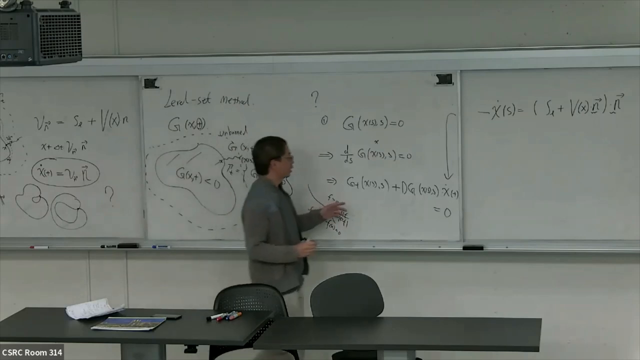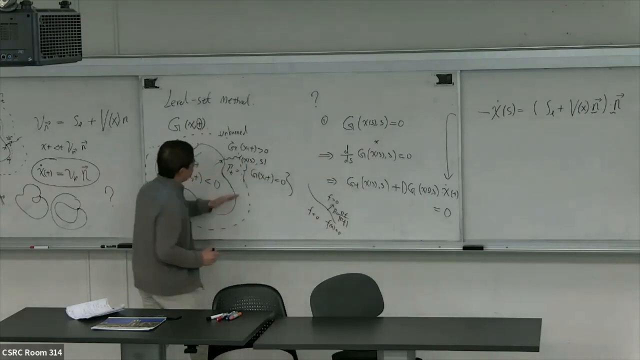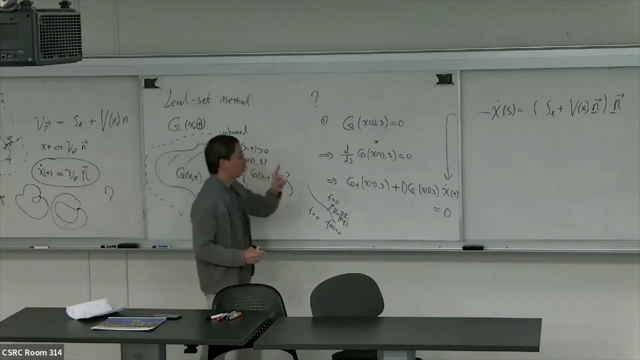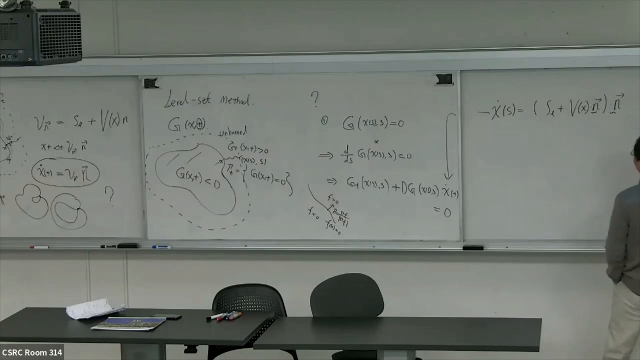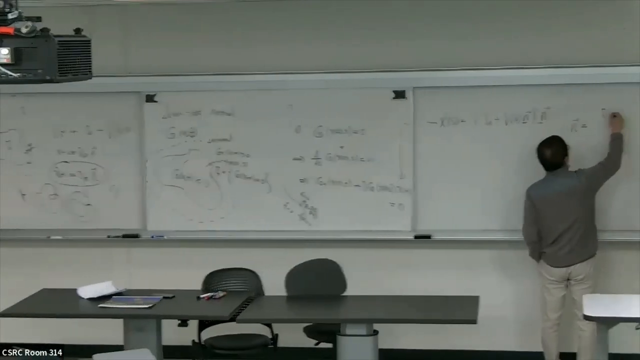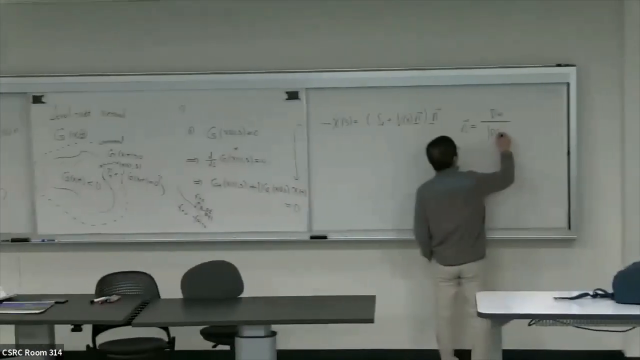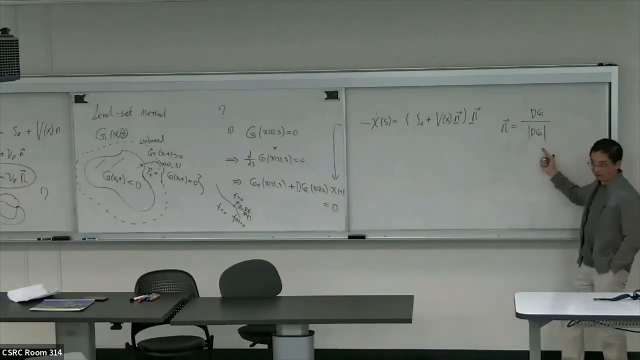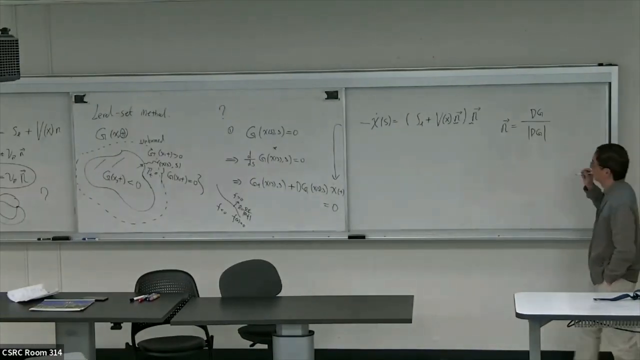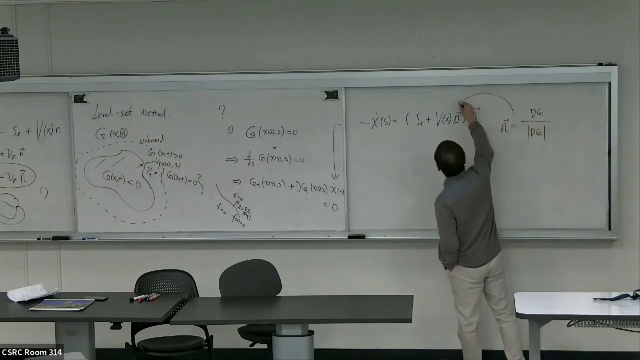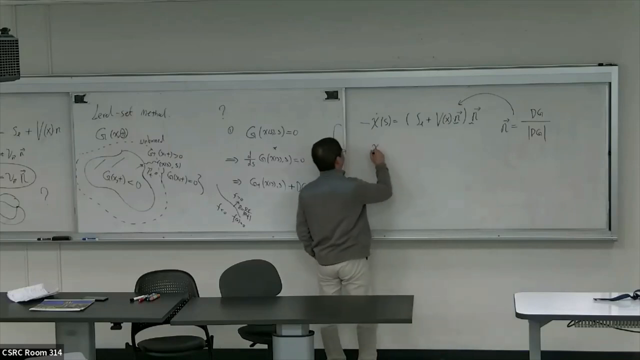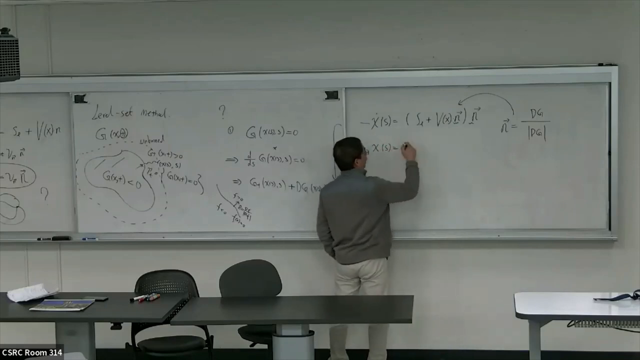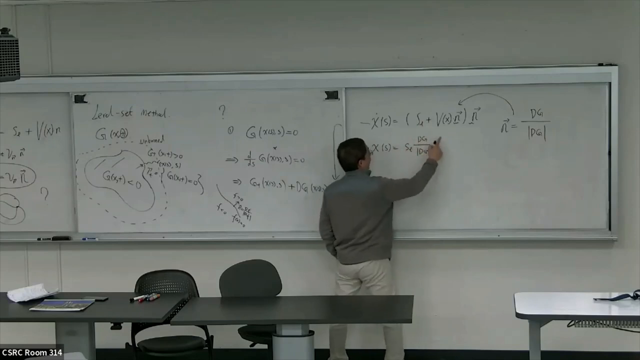But here we already know the flame front is just the zero level set of G. So the normal vector we get is just the gradient of G divided by the magnitude of the gradient of G. This is the norm because it's a vector, and we normalize it to make it a unit vector. Now you plug into here and put it back. Let me write one step. So this will be SL times the gradient of G over the magnitude of the gradient of G.